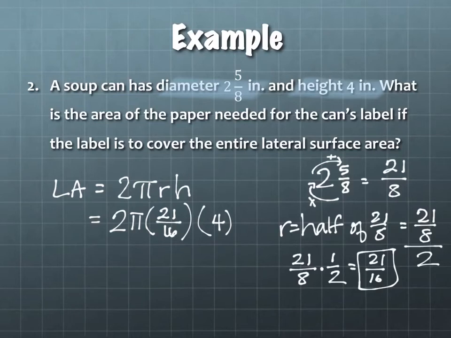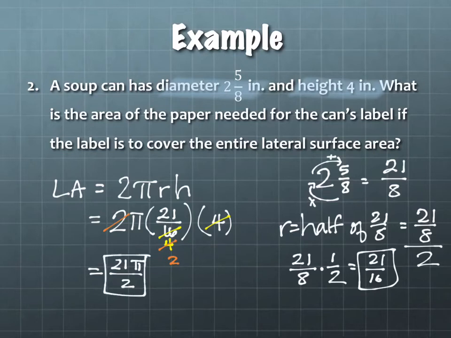And you might notice some things pretty nicely cancel. So in particular, this 16 and this 4 cancel, giving me a 4 in this denominator. And then this 4 and this 2 would cancel, leaving me with a 2 in the denominator. So I still have the 21 and the pi on top, but I have a 2 on bottom. This would be the exact expression, so depending on how the directions ask you.